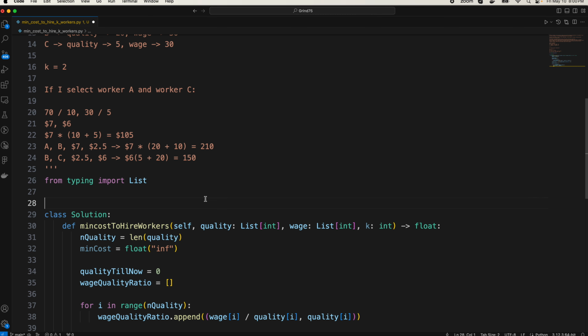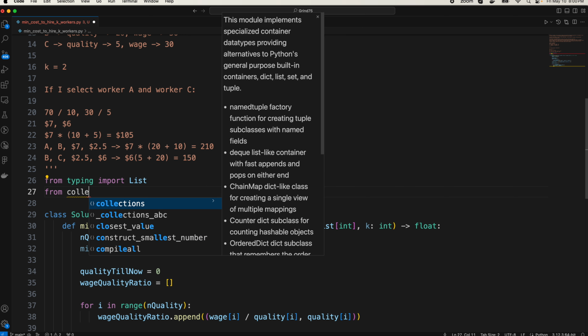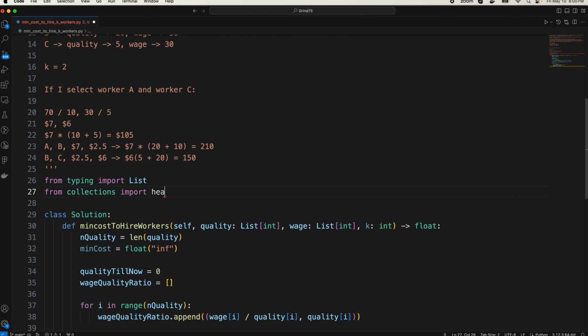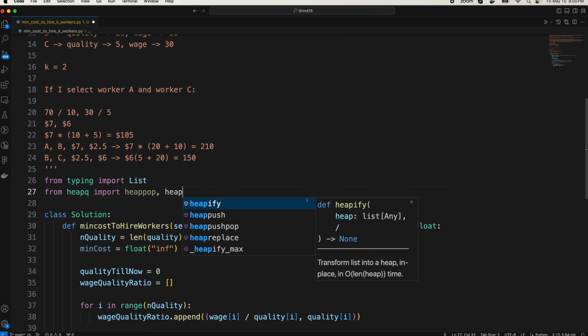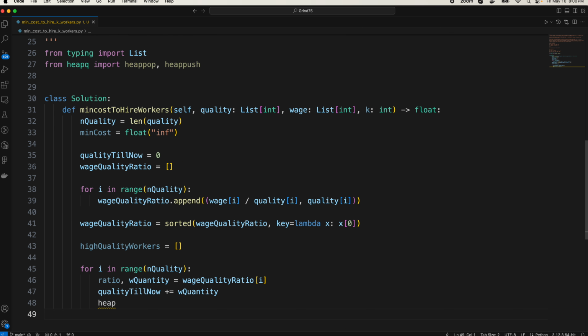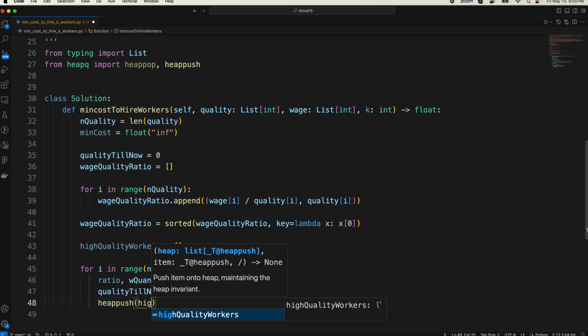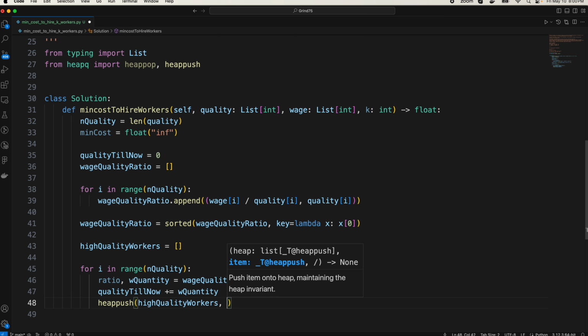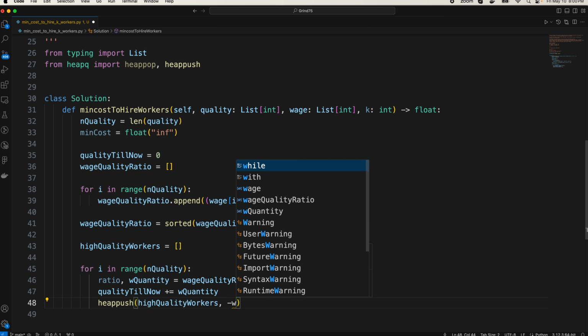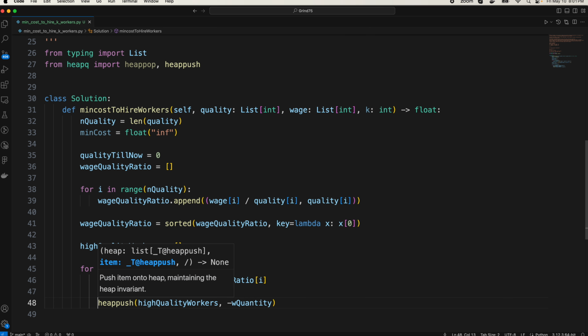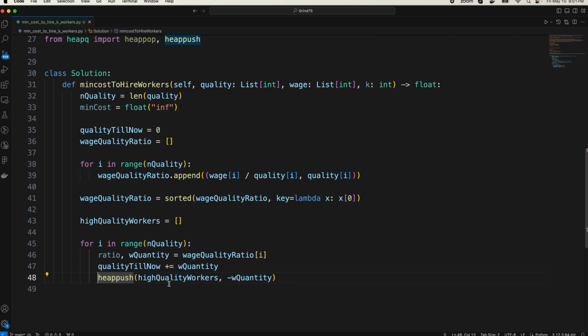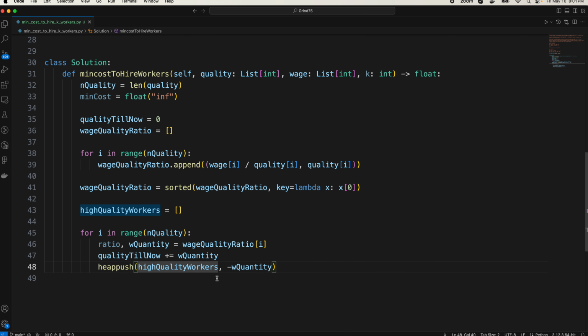Okay, so now we'll push this onto the heap. Let's import from heapq, import heappop, heappush. Okay, so now heappush onto our high quality workers, and what we want to push here is the negative of the worker quantity. We want to do that.